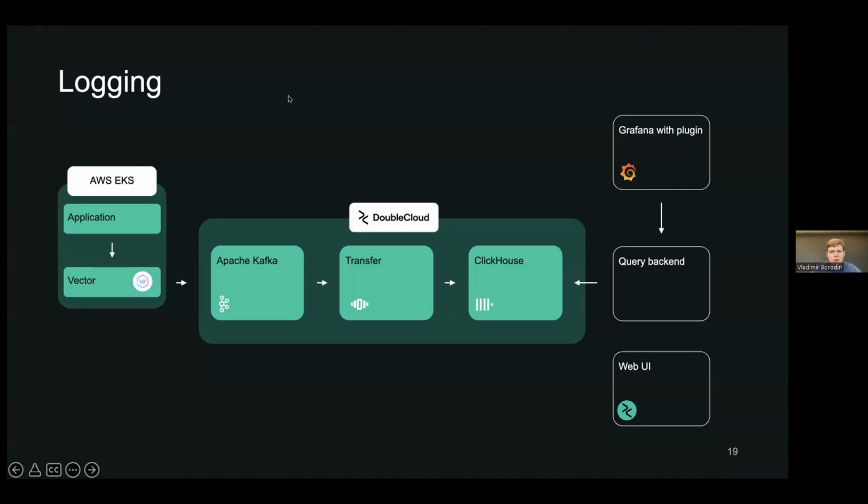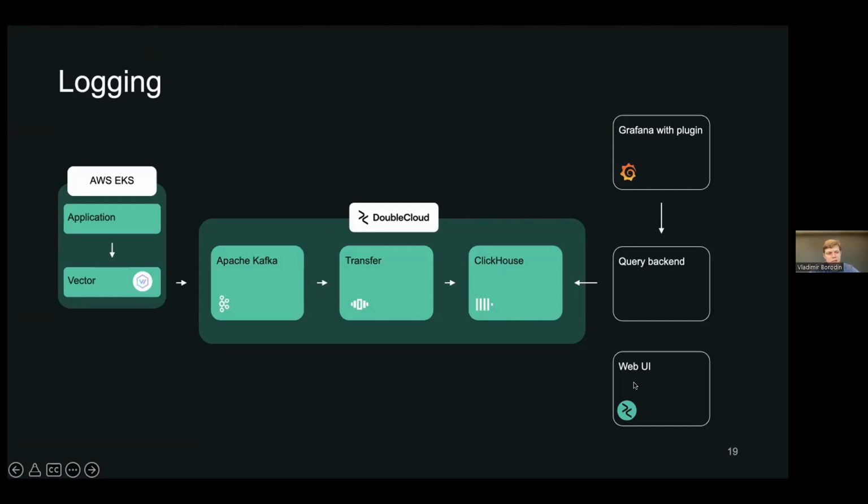This is a picture for the control plane part. There is still an application deployed in Kubernetes. There is an agent, we use Vector, that collects logs from all the applications and sends them to Kafka as a distributed queue. Then there is a transfer that pulls data from Kafka and sends it to ClickHouse. All these components are managed by ourselves. So we are, again, dogfooding our own service to be sure that we provide a good service to our customers. We use it ourselves. And after the logs are in ClickHouse, there are two ways of viewing them.